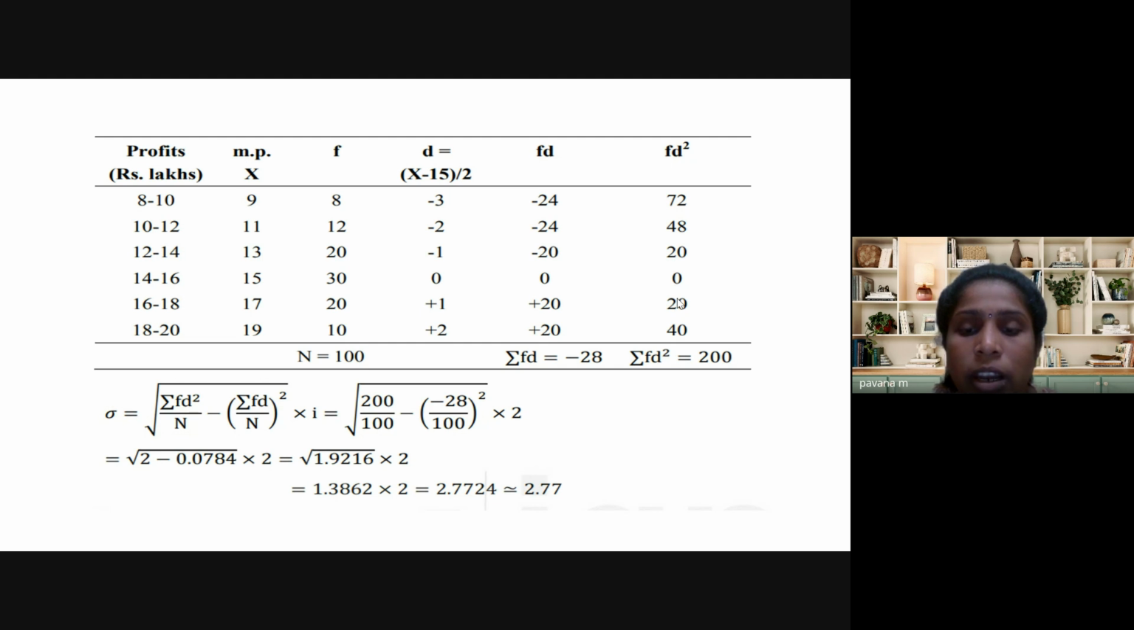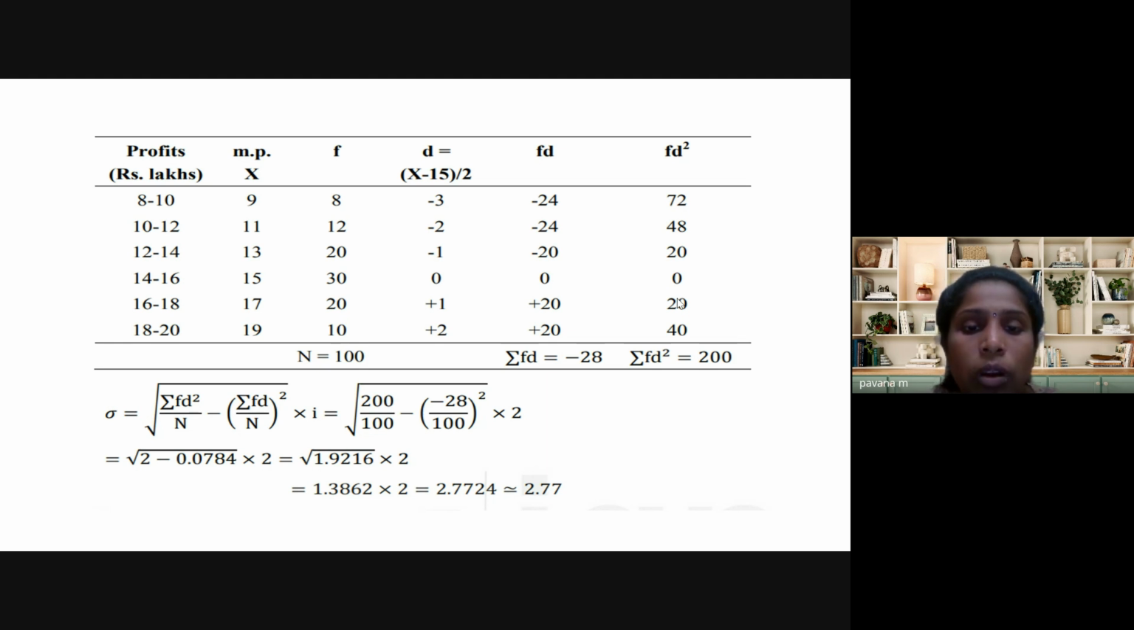Once you calculate the FD values, you have to calculate the sigma FD. Then you go for F into D square. Here the F value is 8 and the D value is minus 3, so minus 3 whole square is 9. So 8 into 9 is 72. That is the FD square.